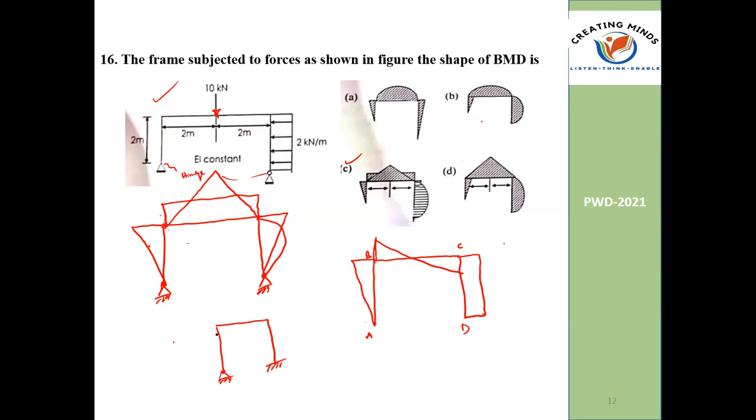Here there is no BMD, there is no load. Here also there is no BMD, no load. Here you may get a moment like this, M. Then only this kind of moment you are going to experience. Okay. Now I will give one more problem.